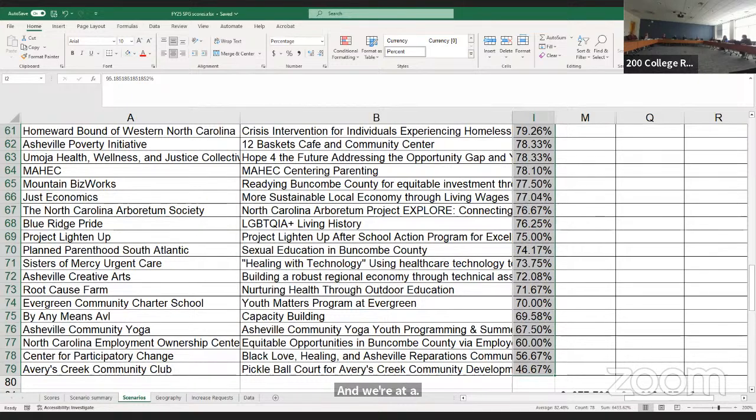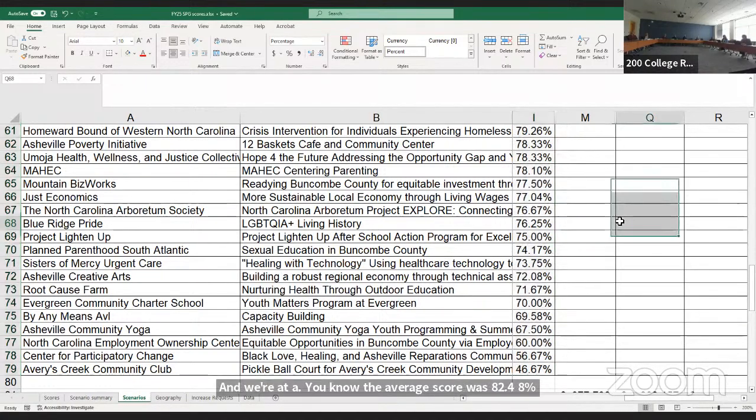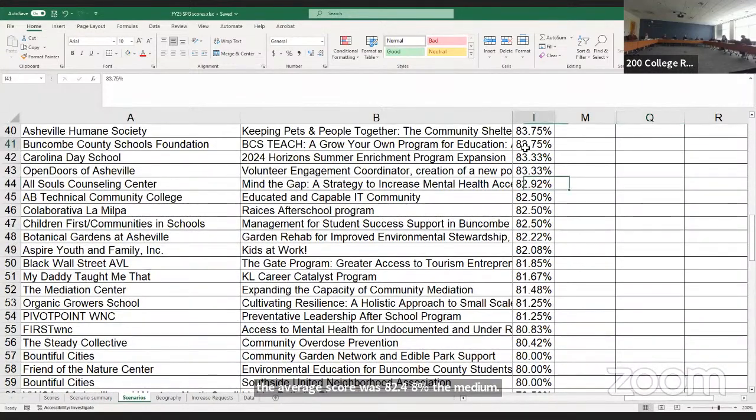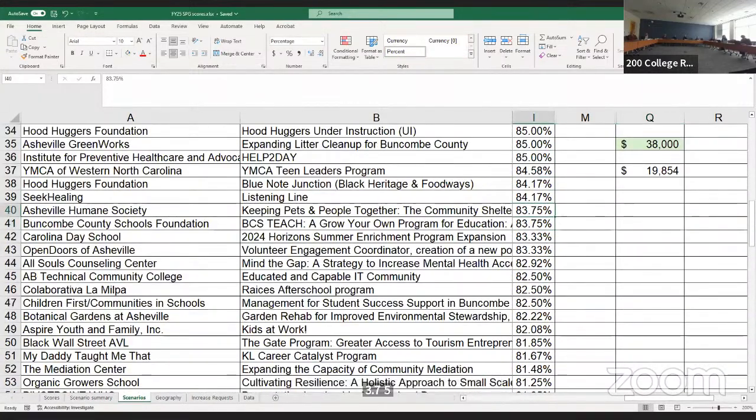The average score was 82.48%. The median score, the very middle, was 83.75. Is it below or above the median? So that could be a cutoff, the midline.